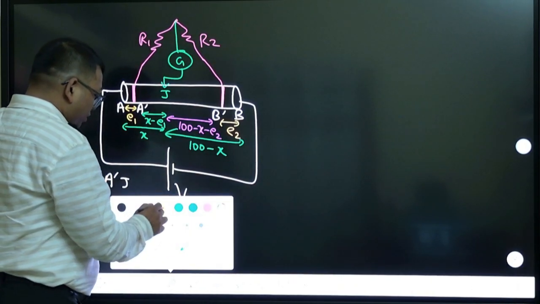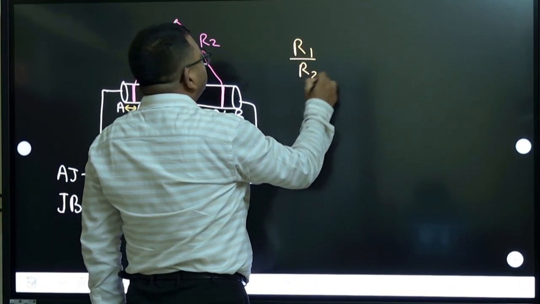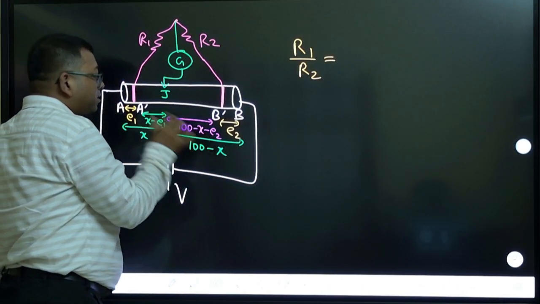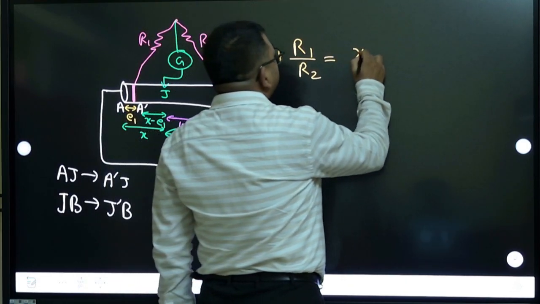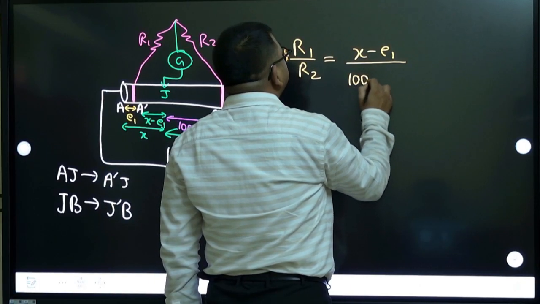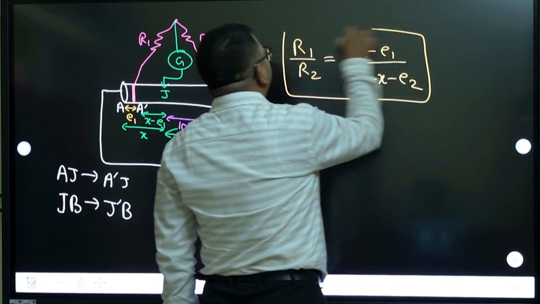So the ratio of resistances which we are calculating as R1 by R2, this ratio will be actually or correctly written as x minus e1 divided by 100 minus x minus e2. This is what the change in formula will happen.